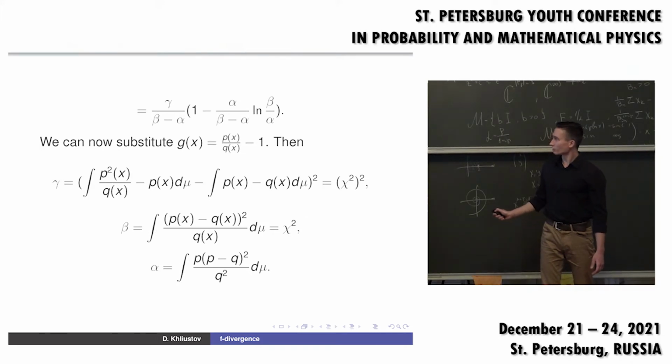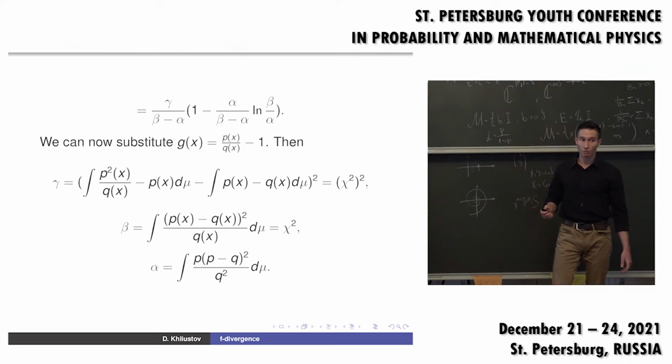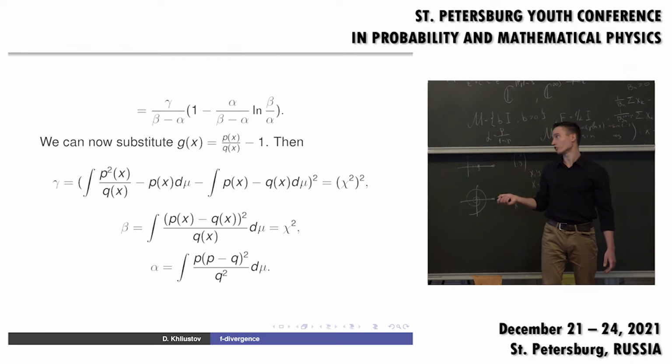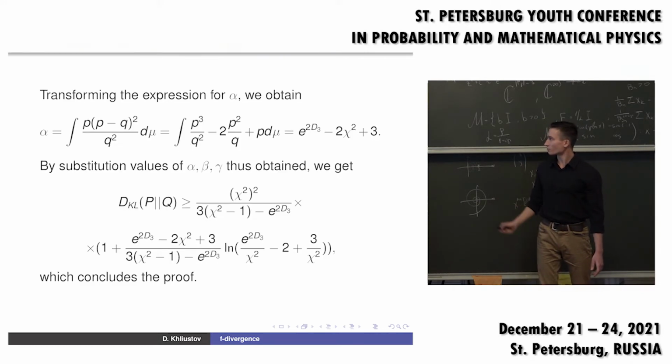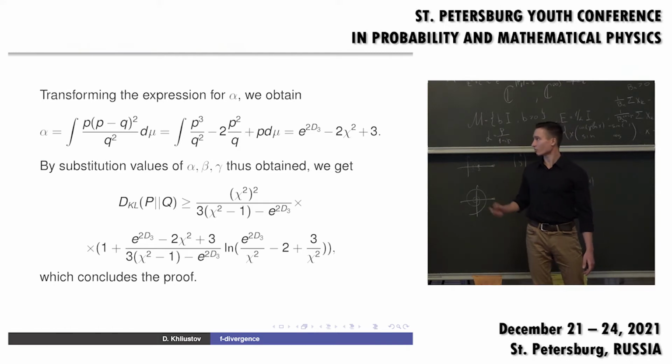Now substitute g equals p divided by q minus 1. This is exactly the function on which the supremum of our lower bound for chi-squared is obtained. Substitute the resulting quantities in alpha, beta, and gamma, and obtain that gamma and beta equal some function of chi-squared. Alpha can also be decomposed in a straightforward way, and we will obtain the terms depending on a Rényi divergence, chi-squared, and a constant. Substitute this into our logarithmic bound and obtain exactly what we wanted to prove.